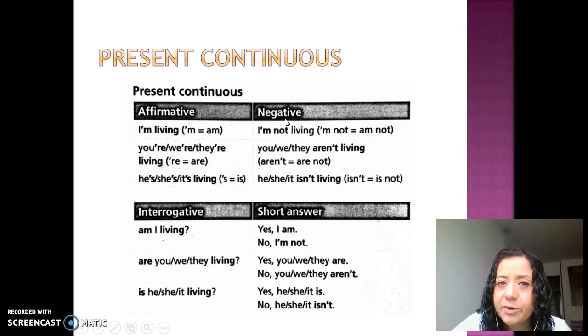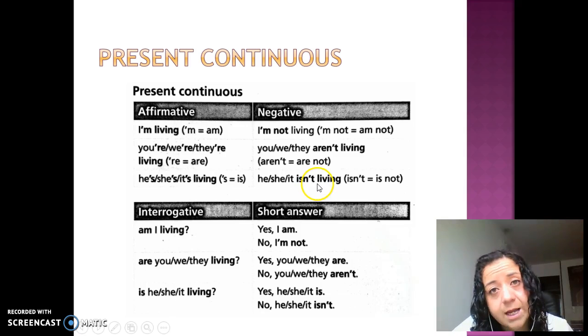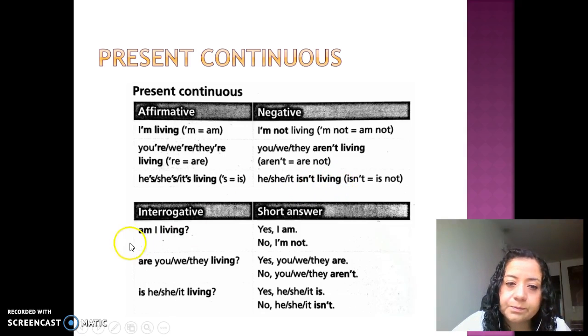For the negative form, we use the to be negative. So I'm not living. We, you, they aren't or are not living. He, she, it isn't or is not living, right?